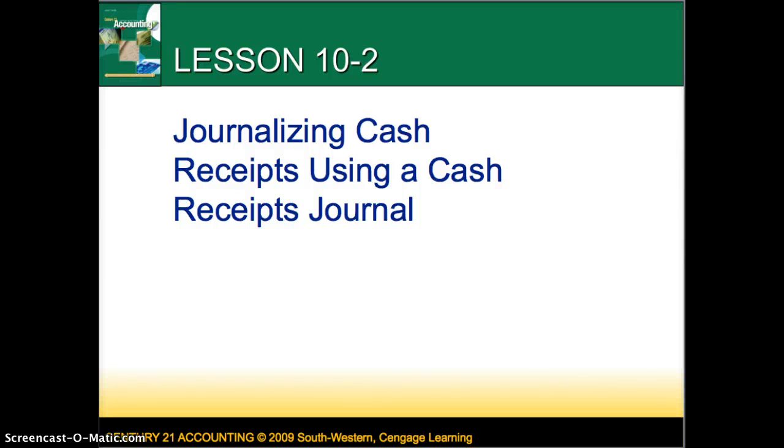This is lecture 10-2, Journalizing Cash Receipts Using a Cash Receipts Journal. This is found on page 276 of your book. Hobby Shack sells most of its merchandise for cash. A sale in which cash is received for the total amount of the sale at the time of the transaction is called a cash sale.